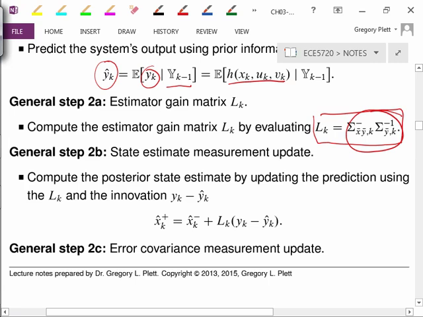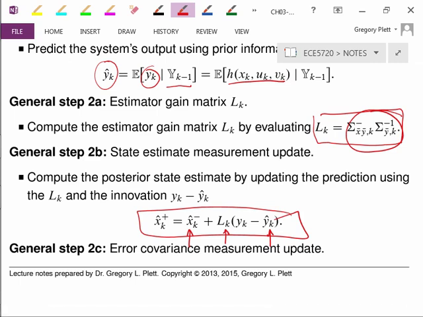Now I'm ready to compute the output of my Kalman filter. I make the state estimate. Here, I take the prediction from step 1a, I take the output prediction from step 1c, I take the gain matrix from step 2a. I make a measurement at this point of the actual voltage, and I combine all that together, and I get a state estimate of my system.